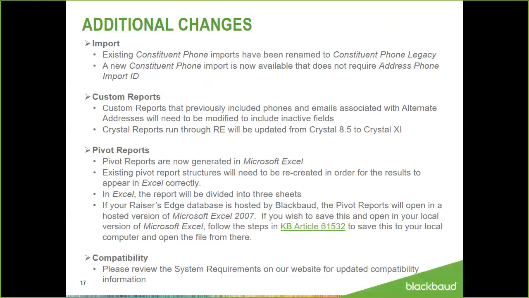Also, when run through 795, Crystal reports created in Crystal 8.5 will be converted to Crystal 11, which prevents them from being opened with Crystal 8.5. For this reason, we recommend upgrading to Crystal 11 before upgrading Raiser's Edge to 795. To do so, please follow the steps in Knowledge Base article 43751. And all of these articles will be listed as resources at the end of the webinar as well.